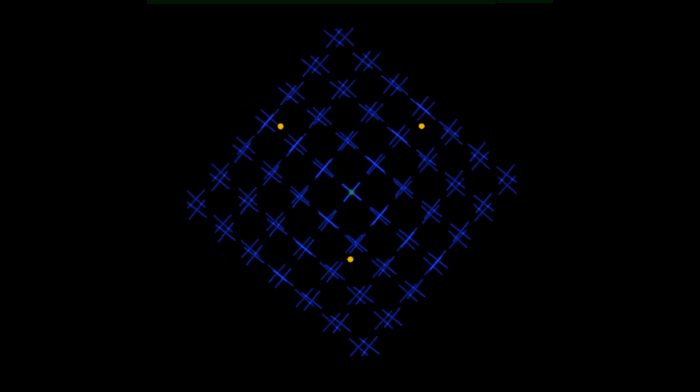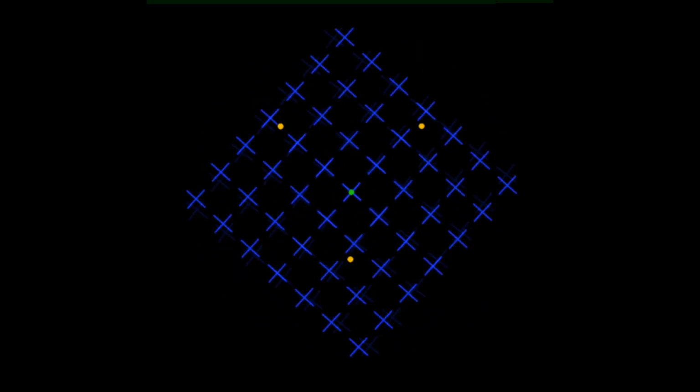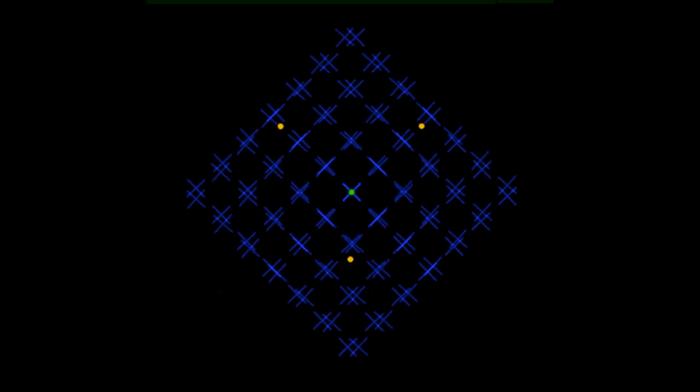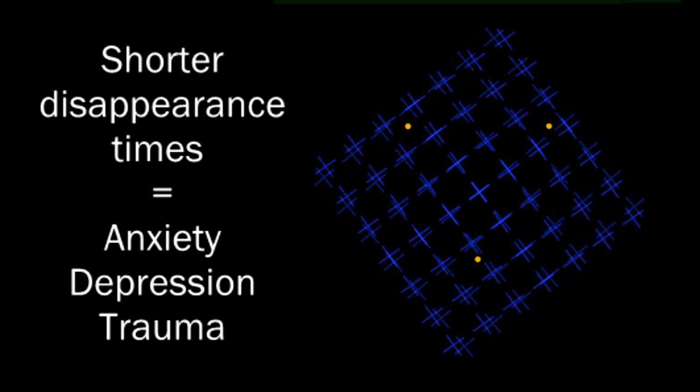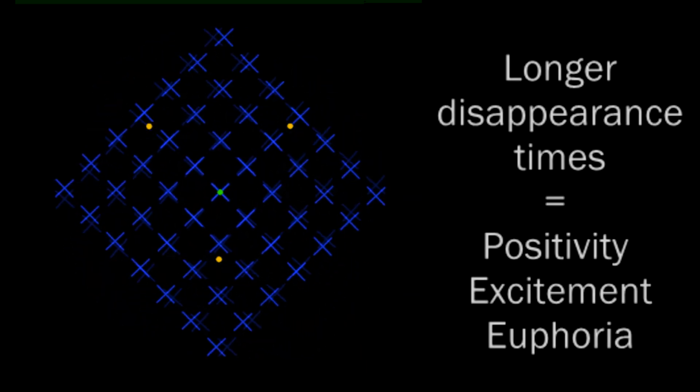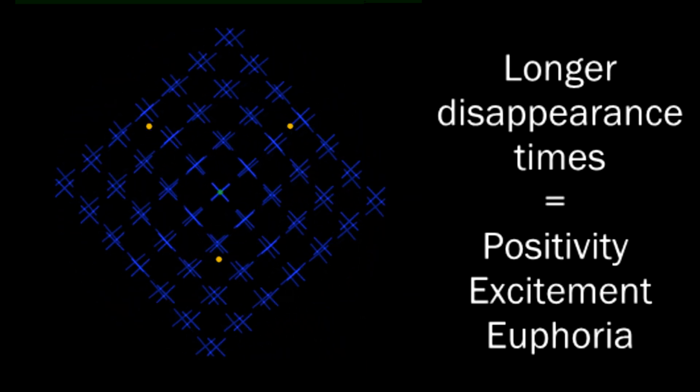MIB reappearance is attributable to the right hemisphere, whose discrepancy detector cognitive style assesses all possibilities, and therefore disagrees with the biased decision to ignore the bright yellow stimulus. This relationship has been supported by experiments in which shorter disappearance times in the MIB illusion are related to anxiety, depression, and trauma. In extreme cases, severely stressed or traumatized people simply do not perceive a disappearance of the yellow dots at all. On the other end of the spectrum, longer disappearance times are associated with positivity, excitement, and euphoria.